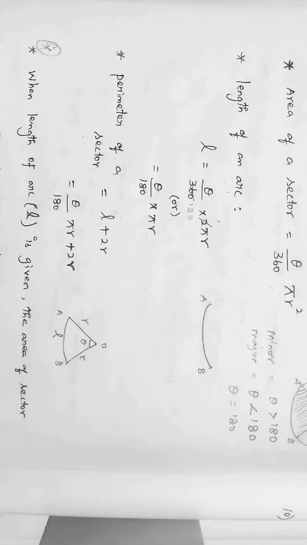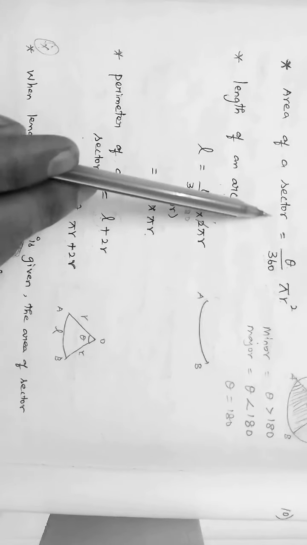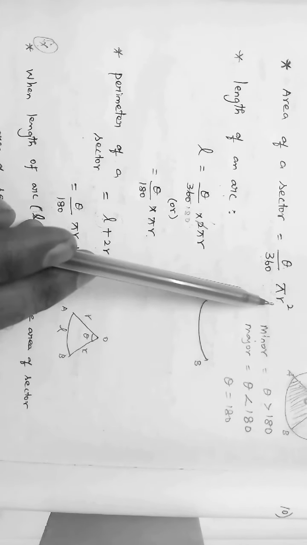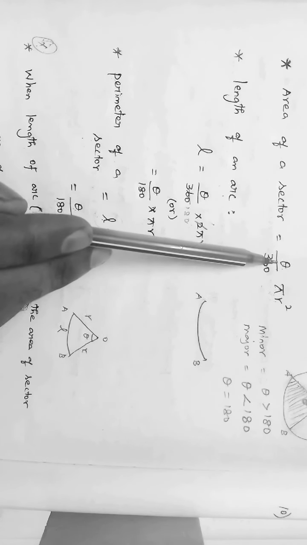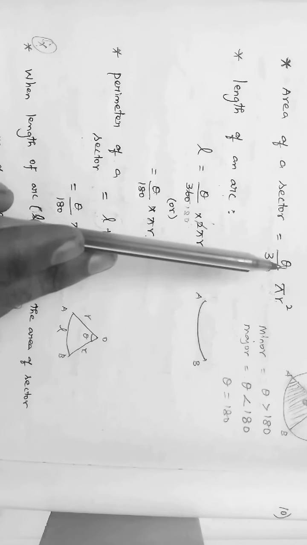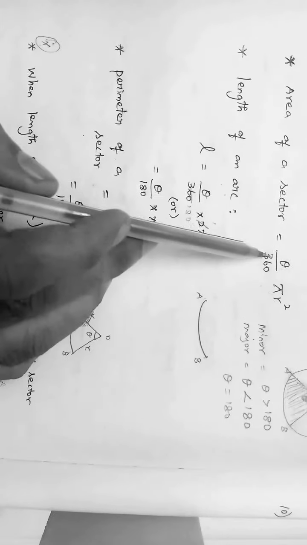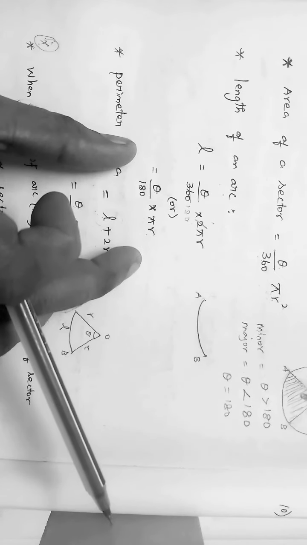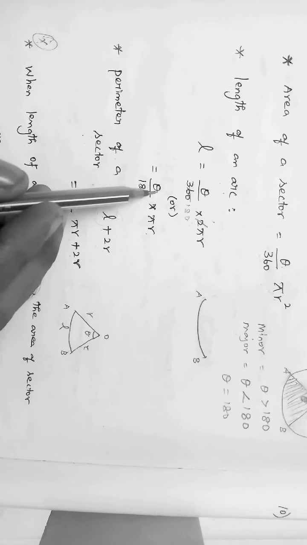Suppose they are giving the value of the area of the sector, then we have to equate this formula with that value. They will ask you to find either theta or radius, that is, the angle of the sector or the radius of the sector. So by equating, not only for the area of a sector, if they are giving the value of the length of an arc, there is a chance they ask you to find theta or radius.